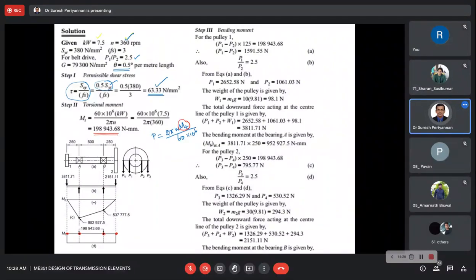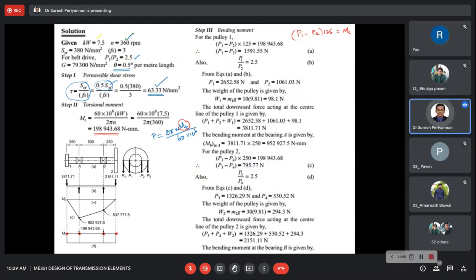Now here both the pulleys are subjected to vertical load. Now see how much load is subjected. What is this twisting moment? We already know the formula. For pulley 1, it is P1 minus P2 into R, where R is nothing but 125 mm, equal to Mt.